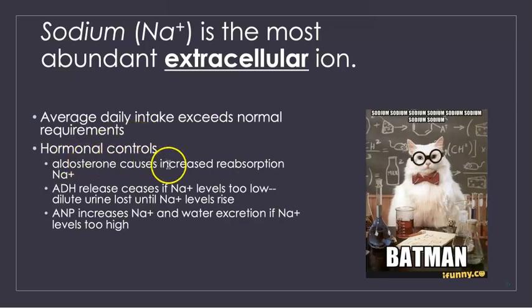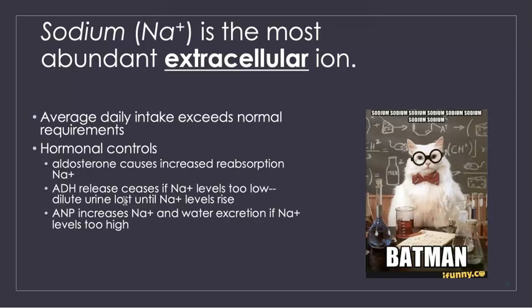Again, aldosterone will cause the reabsorption of sodium. Antidiuretic hormone release will cease if sodium levels are too low. So you actually will produce dilute urine until sodium levels are on the rise. It is really, really, really, did I say really, important to have proper sodium levels.